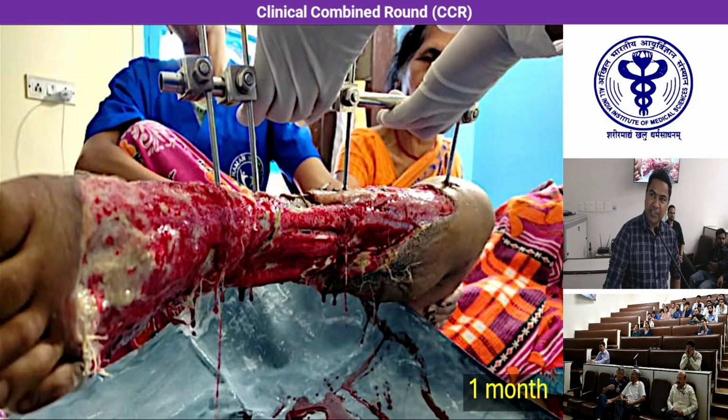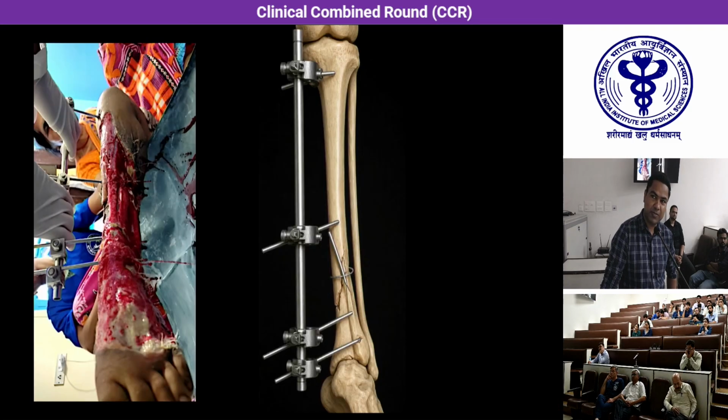This was a 16-year-old female patient who had sustained a road traffic accident, and she had been referred to us with this kind of presentation. You can see the whole of the lower limb is degloved and some part of the tibia is also exposed. If we imagine the 3D anatomy of the bone, there is an external fixator lying outside the tibia, and there's probably some hardware lying here.